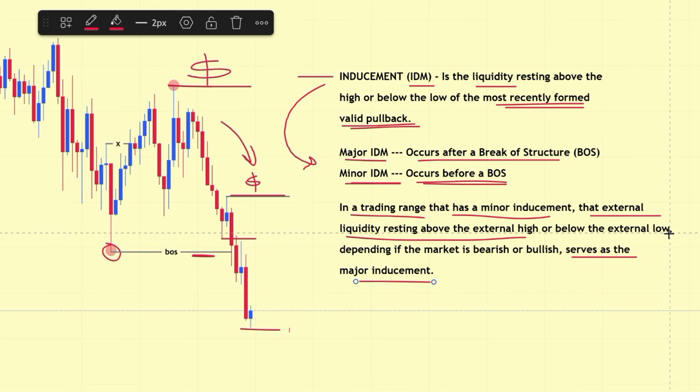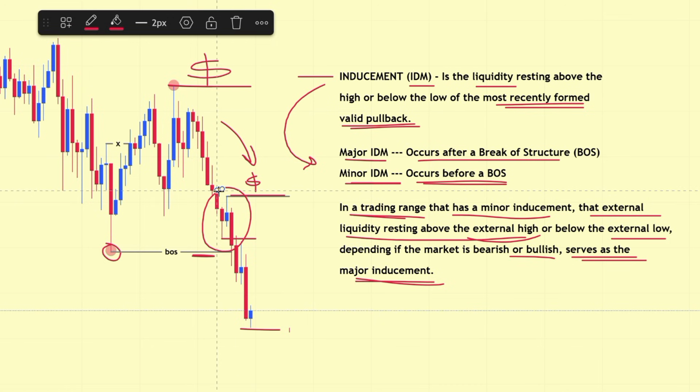The reason I skipped this is because it says below the external low, depending on whether the market is bearish or bullish. Of course, it will be an external high in this case since the market is bearish, and it will be an external low if the market is bullish. So since this case is a bearish one, this external liquidity resting above this external high is what now serves as the major inducement. And this is only the case where the trading range has a minor inducement, as we can clearly see our trading range has.